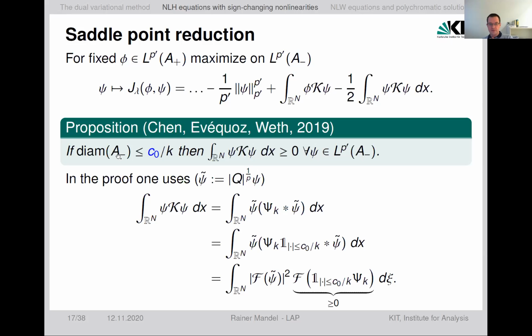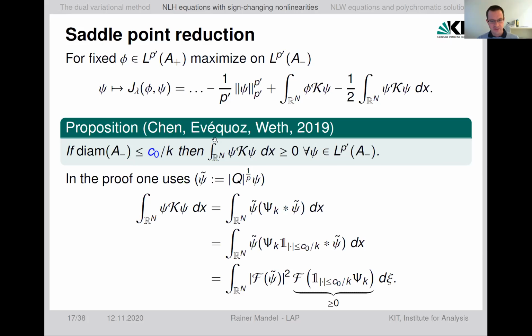This is the reason why we consider small diameters for the negativity set, because only under this assumption can we guarantee that this part here is non-negative, so that it makes perfect sense to consider maximizing sequences and to prove their boundedness and later on their convergence. So this is used here. Why is there a diameter condition?